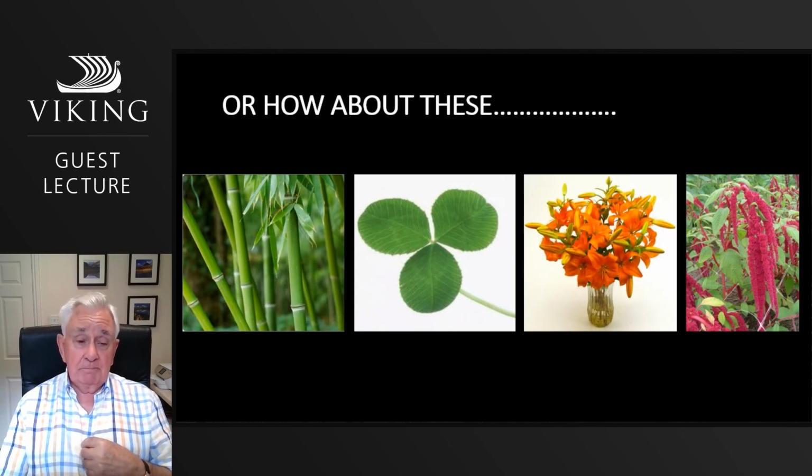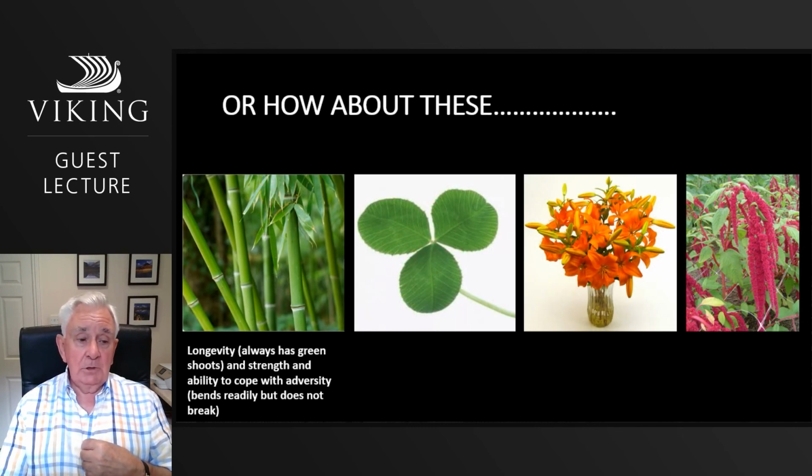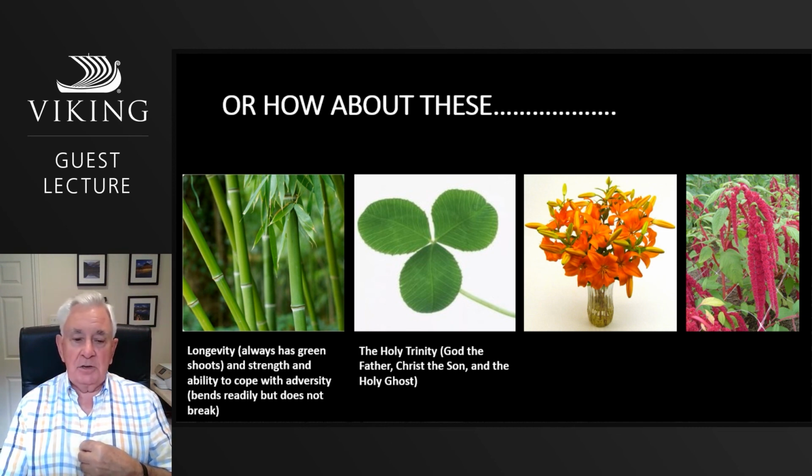How about these? Bamboo, longevity, strength, ability to cope with adversity, because a bamboo shoot can bend with the wind, doesn't break. A three-leafed clover, the Holy Trinity, God the Father, Christ the Son, and the Holy Ghost. Orange ones, pure and simple hatred. Then the last ones, lack of success with the opposite sex.